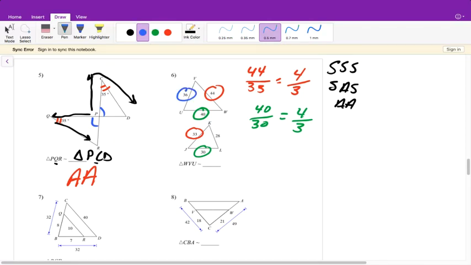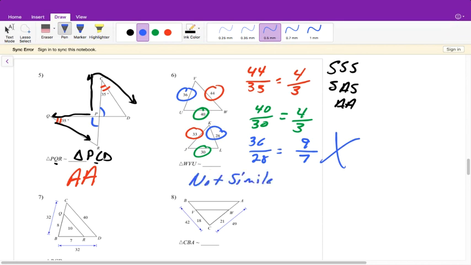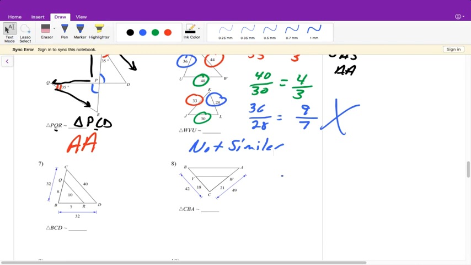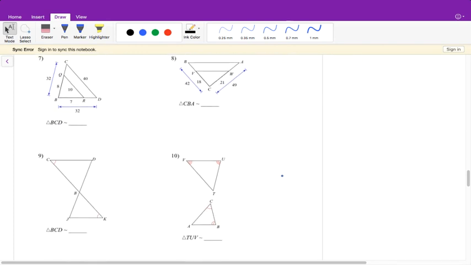And then our last one, 36 and 28. Well, 4 goes into 36 9 times. 4 goes into 28 7. This is not equal, so it is not similar. Remember, all 3 have to be the same, not just 2 of them. All right, let's move on to the next one.